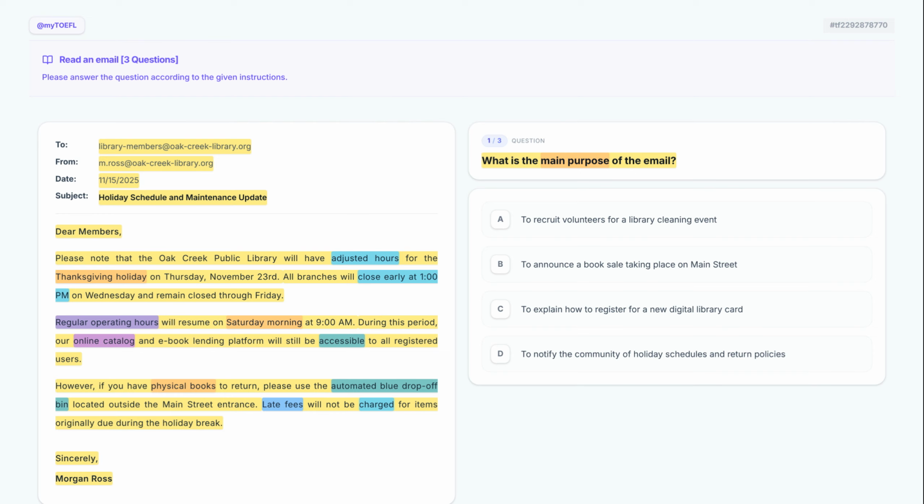Let's take a closer look at option A. To recruit volunteers for a library cleaning event. This option mentions a cleaning event, but the text is about a holiday schedule. There is no mention of volunteers, so we can eliminate this.